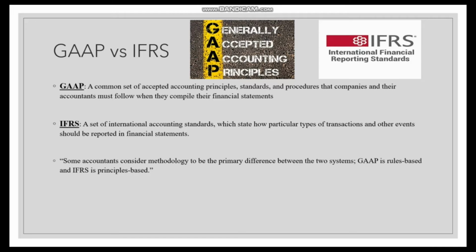GAAP is, as you can see, generally accepted accounting principles. IFRS is the International Financial Reporting Standards. So GAAP is a common set of accepted accounting principles, standards, or procedures that companies and their accountants must follow when they compile their financial statements. IFRS is a set of international accounting standards which state how particular types of transactions and other events should be reported in financial statements. Some accountants consider methodology to be the primary difference between the two systems. GAAP is rules-based and IFRS is more principle-based.